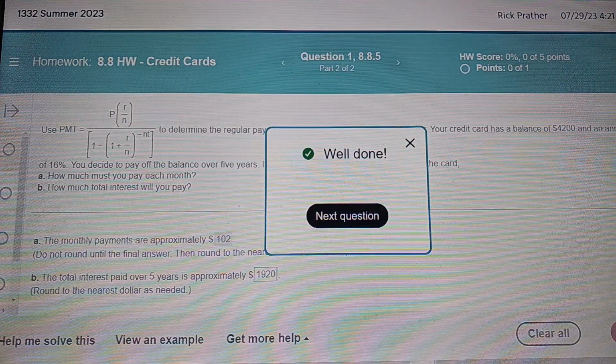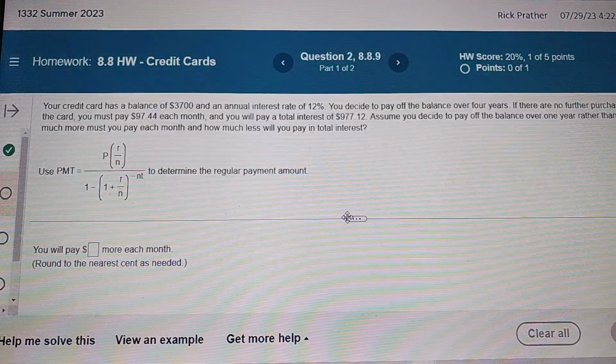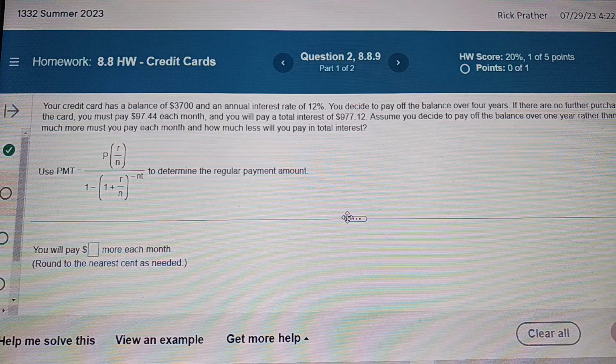So very similar to what we did with cars and houses, just with credit cards, but the concepts are all the same. And another realistic thing that happens to most of us in real life. So what if my credit card balance is $3,700 and I have a lower rate of 12%? That's good. And I'm going to pay it off over 4 years instead of 5 years. That'll help in the interest if you pay it off sooner. If there's no further purchases charged to the card, because if you keep buying stuff, then it's just going to keep going up. You must pay $97.44 each month, and you will pay a total interest of $977.12.